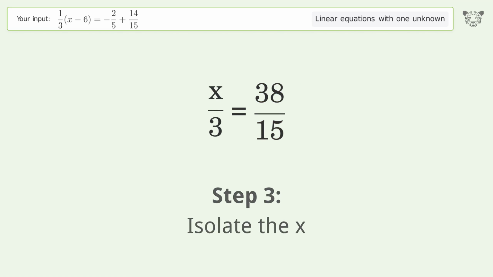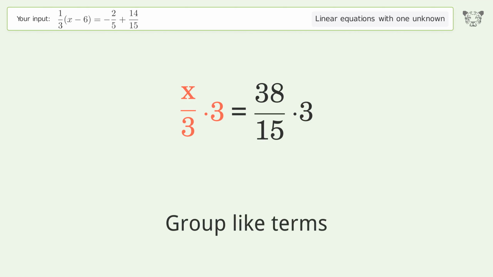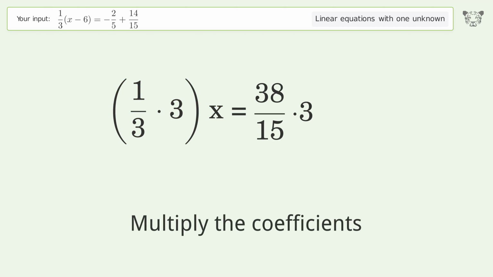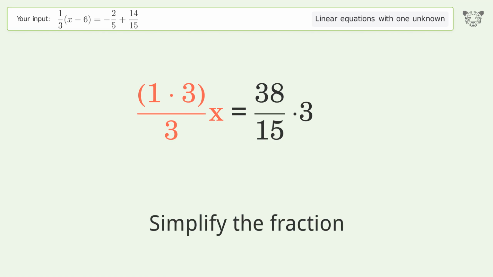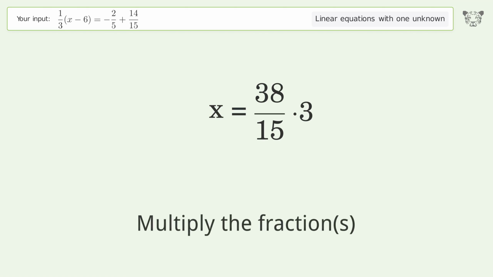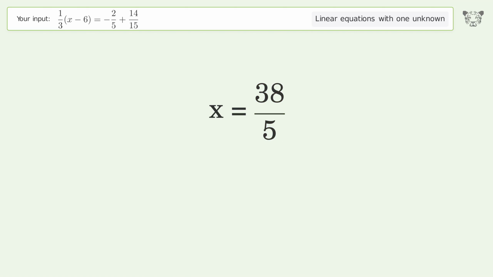Isolate the x. Multiply both sides by 3. Group like terms. Multiply the coefficients. Simplify the fraction. Multiply the fractions. Simplify the arithmetic. And so the final result is x equals 38/5.